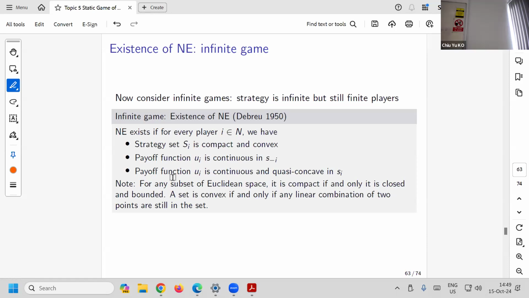Okay, so you're happy now. As long as you want to make your game, just make sure that these criteria are satisfied, and then you don't end up with no equilibrium. Otherwise, you make a very fancy game, and then it turns out that an equilibrium does not exist, then it's the end of the world, right?